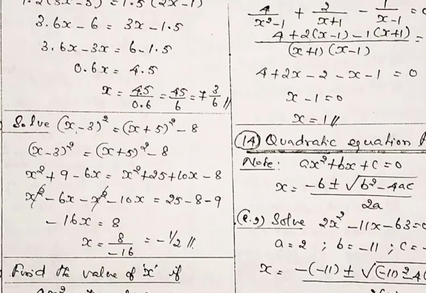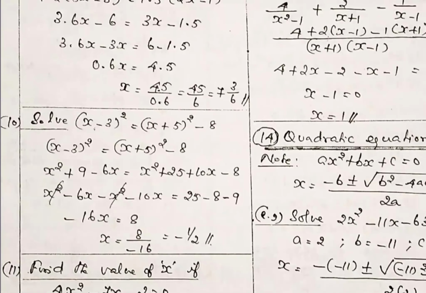Then problem number 10. (x minus 3) the whole square is equal to (x plus 5) the whole square minus 8. You apply the (a minus b) the whole square formula: a square plus b square, that is x square plus 9 minus 2ab, 6x.